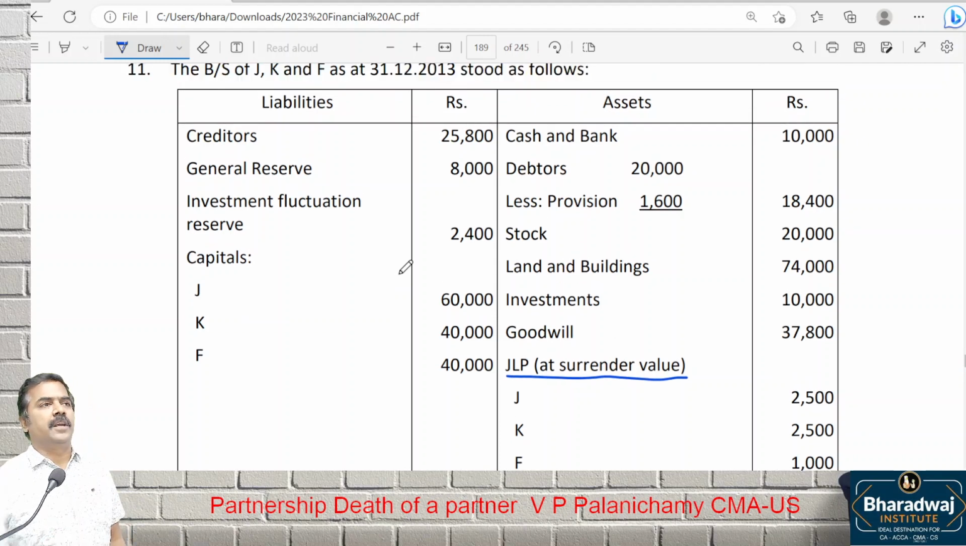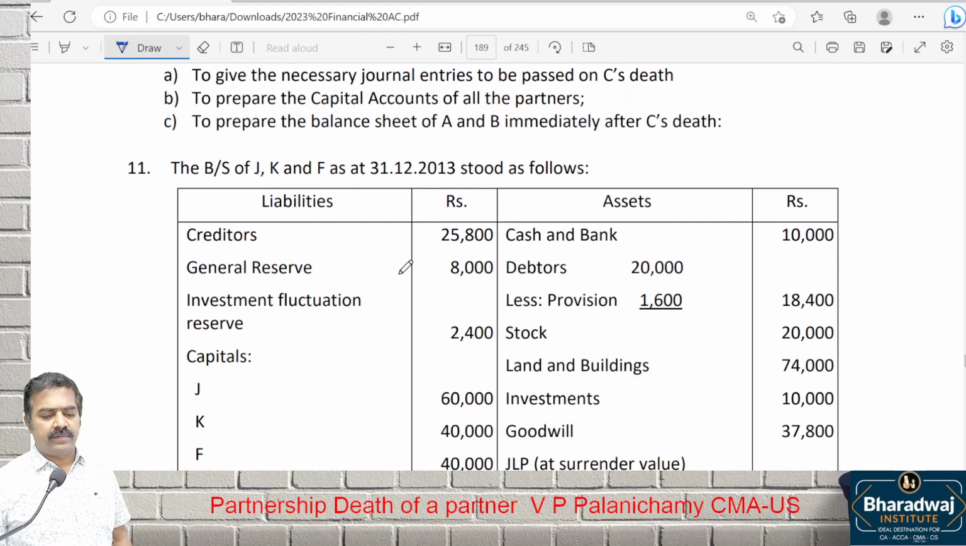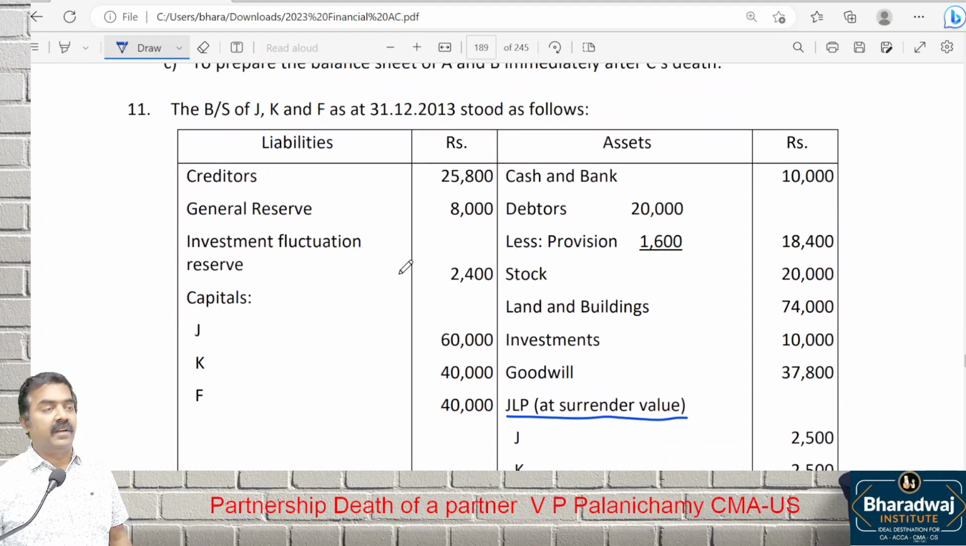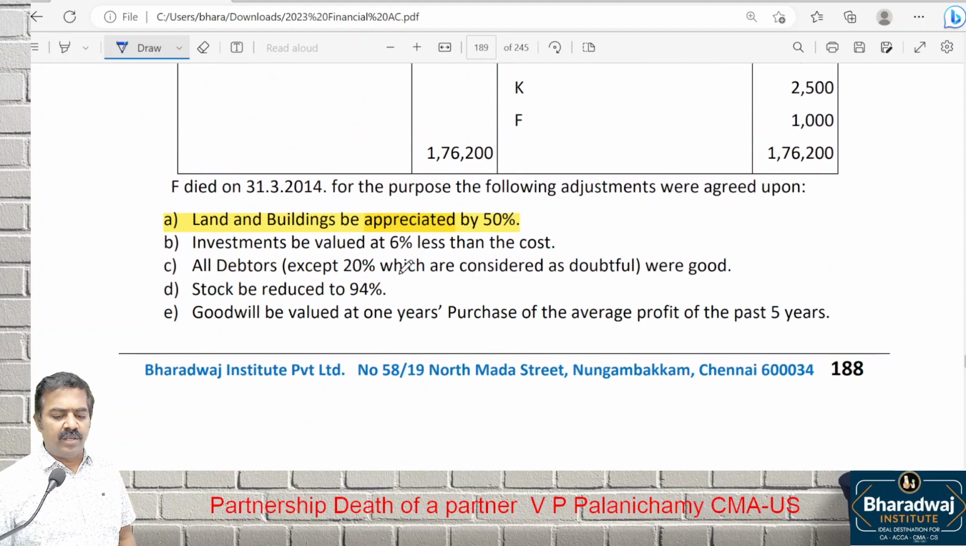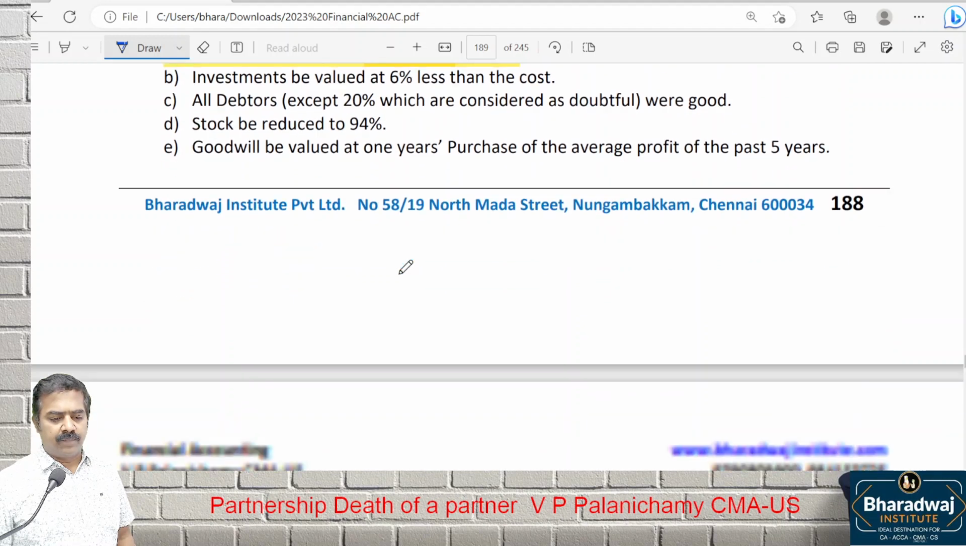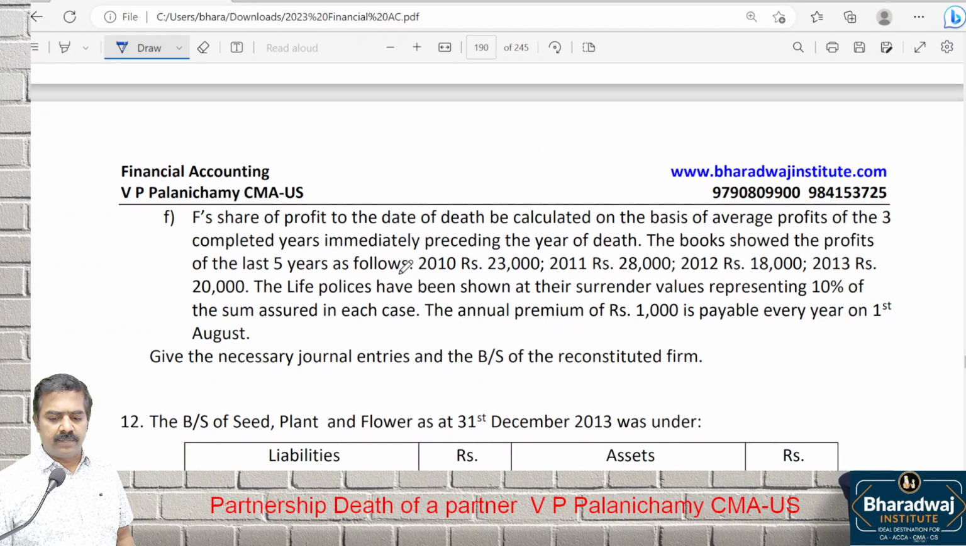The only thing you have to keep in mind is that in the next question, for the deceased partner, you will get which value? Policy value. For the others, you will get which value? Which partner died? Question number 11, F died. For F, you will get policy value. Remaining partners, you will get which value? Surrender value. All the other adjustments are the same.